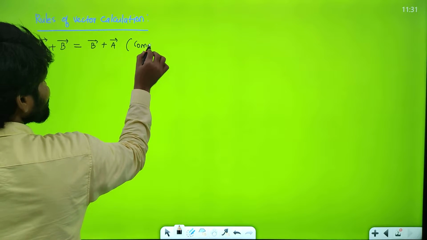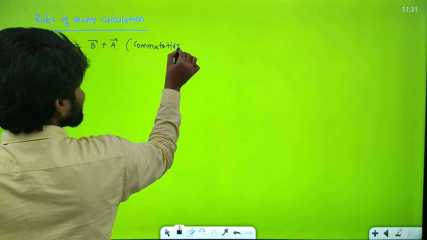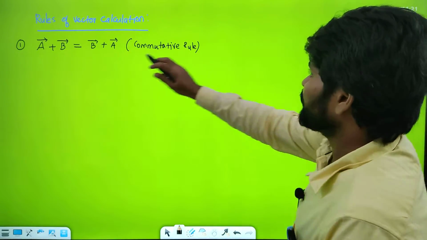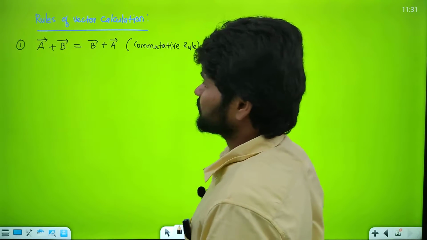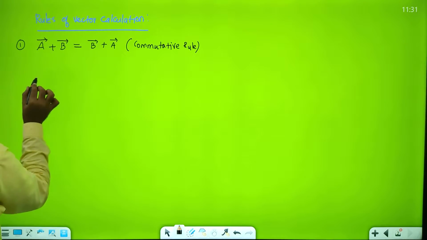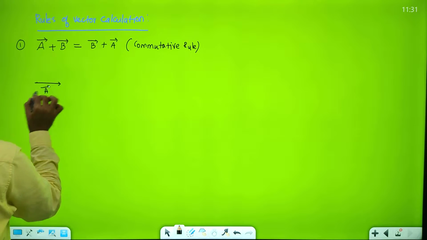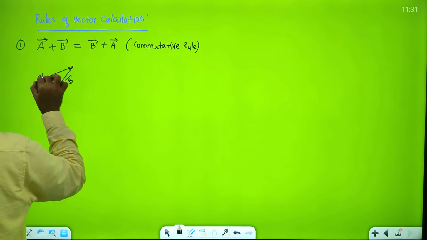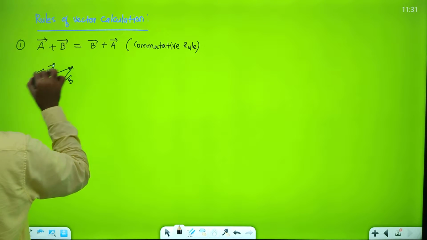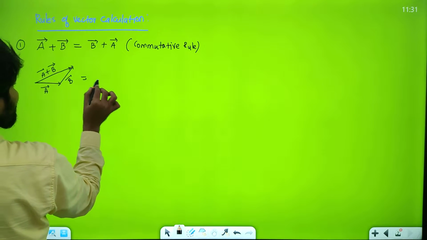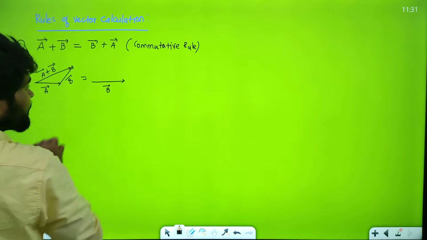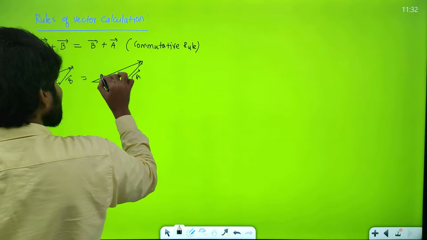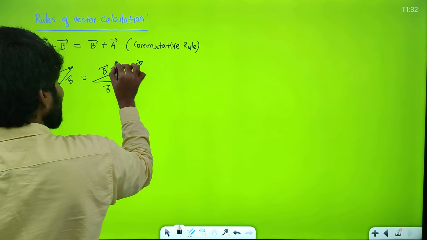This is the commutative law. Sir, what is the commutative rule, you can ask here. Let's take an example. This is vector A, and this is vector B. The addition of these two vectors is vector A plus vector B. Now, I take this as vector B, and this as vector A. I am interchanging those two vectors. The resultant of these two vectors is vector B plus vector A.